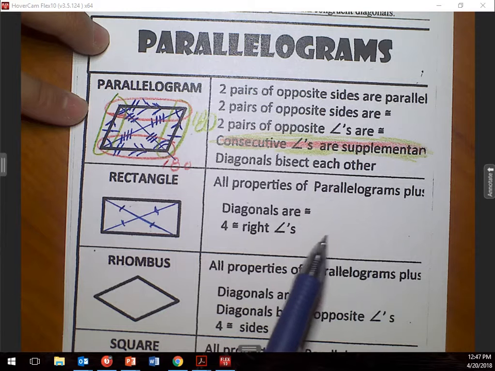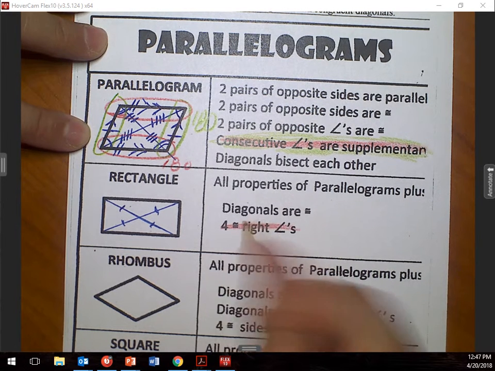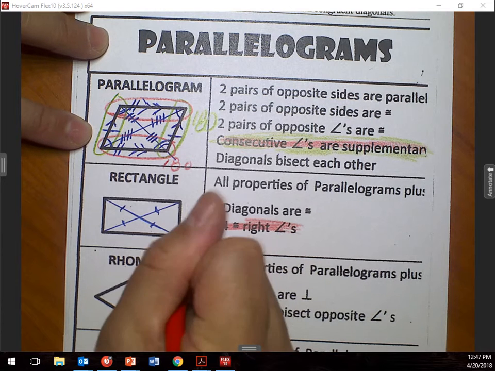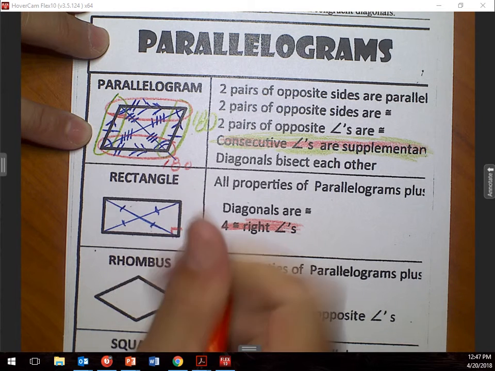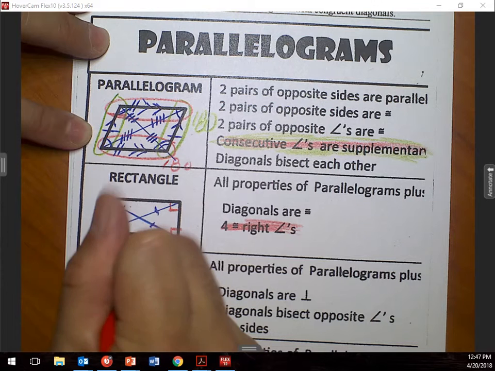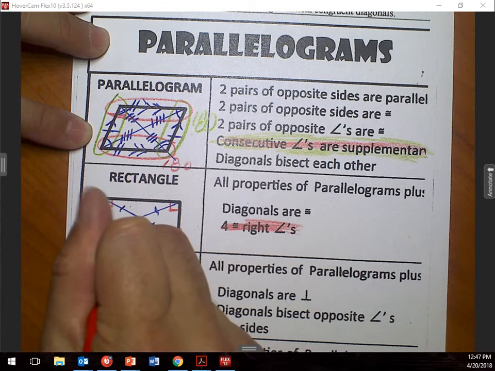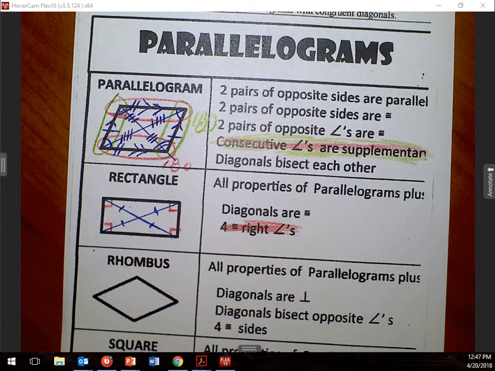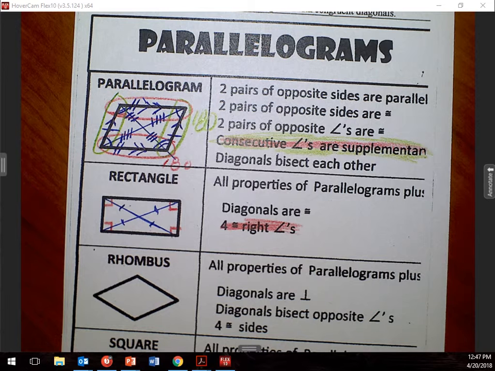Now, for right angles. Where are those right angles located? The corners, right? Let's put them in the corner. The symbol for a right angle is that little box right there. Are we okay? We still following along?